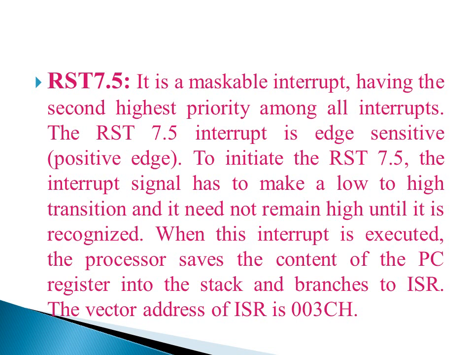The next hardware interrupt is RST 7.5. RST 7.5 is a maskable interrupt. That means it can be disabled by the microprocessor. RST 7.5 is the second highest priority interrupt among all interrupts. RST 7.5 interrupt is an edge triggered interrupt. To initiate RST 7.5, the interrupt signal has to make a low to high transition and it is not necessary to remain high until it is recognized. When this interrupt is executed, the microprocessor saves the content of the program counter register into the stack and branches to the interrupt service routine. The vector address of the interrupt service routine is 003CH.